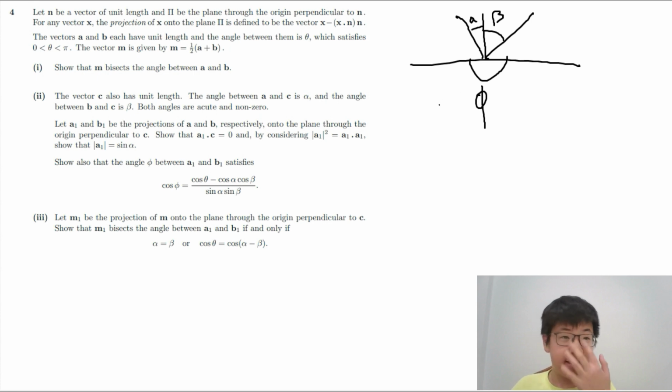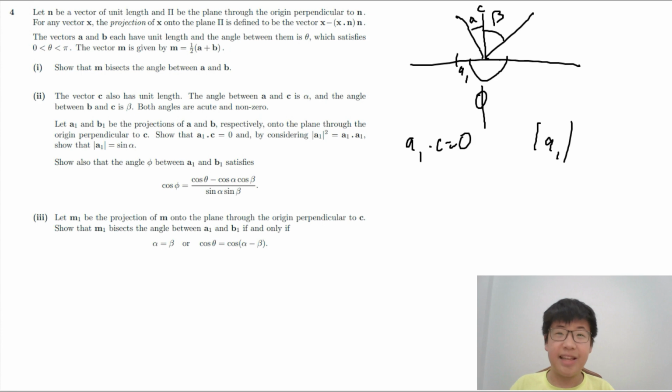Well, it's actually simple. First, we have A1.C equals 0. So this is A1, and since A1 is perpendicular to C, using the dot product property, this means that A1.C equals 0 because they are perpendicular. And mod A1 is actually the square root of the dot product of A1 by itself. Now, mod A1 is basically just distance, so sin alpha. Right, it's just basic trigonometry. This is sine, this is cosine.